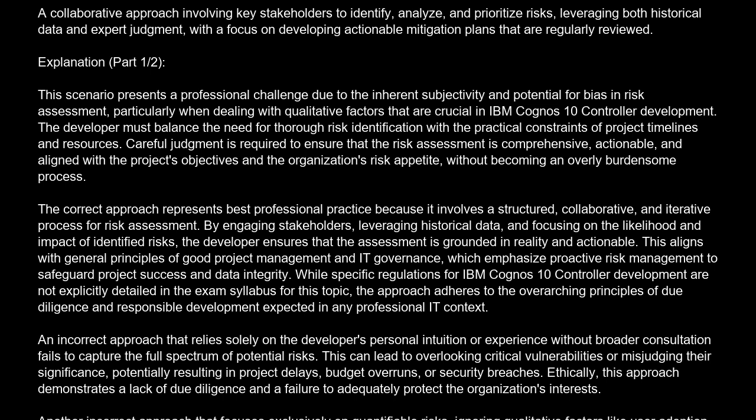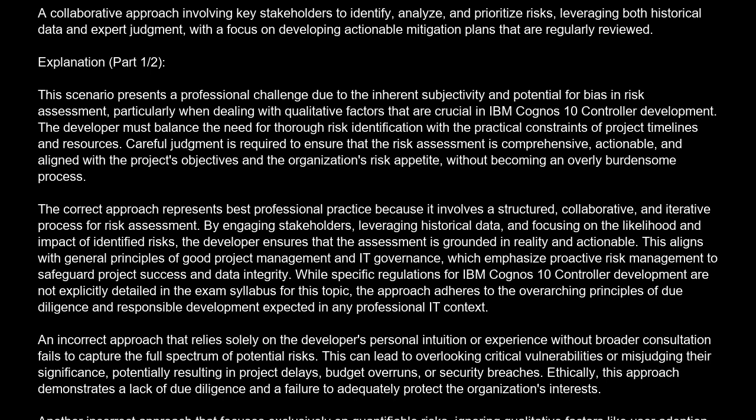Explanation. This scenario presents a professional challenge due to the inherent subjectivity and potential for bias in risk assessment, particularly when dealing with qualitative factors that are crucial in IBM Cognos 10 Controller development. The developer must balance the need for thorough risk identification with the practical constraints of project timelines and resources. Careful judgment is required to ensure that the risk assessment is comprehensive, actionable, and aligned with the project's objectives and the organization's risk appetite, without becoming an overly burdensome process.